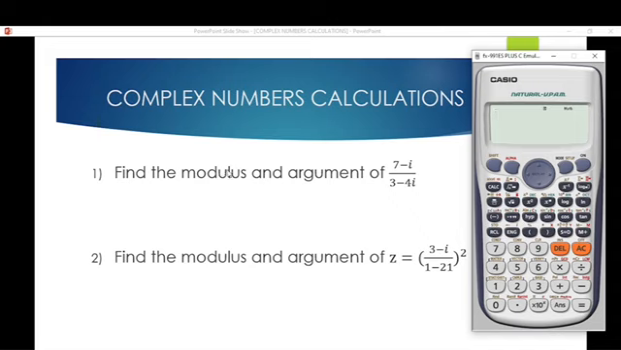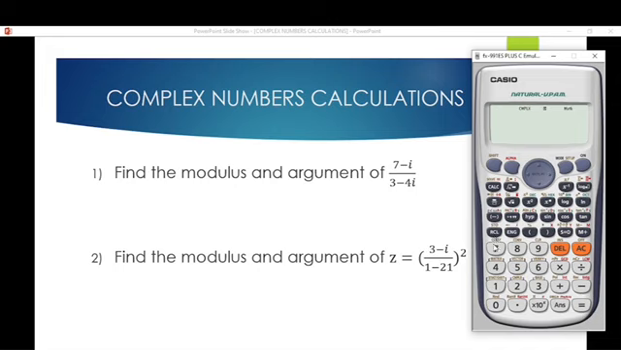always when we are solving complex numbers, we need to put our calculator in a complex mode. We need to put our calculator in a complex mode, and to do that, we will press on mode. So let's see. We'll press on mode, and you can see number 2 is complex. So we press on number 2. Now our calculator is in the complex mode.